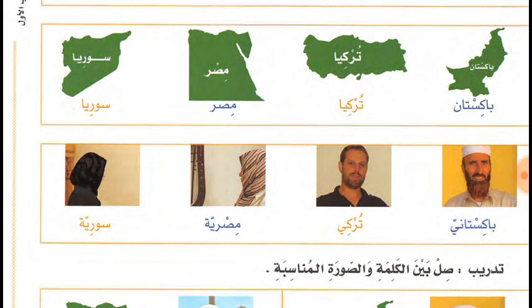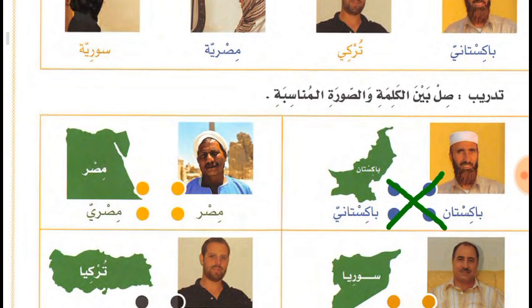Pakistan, Turkey, Egypt, Syria. Pakistani, Pakistani male only. Turki, Turkish male. Misriya, Egyptian female. Suriya, Syrian female. Okay, good. Then we have the next question.